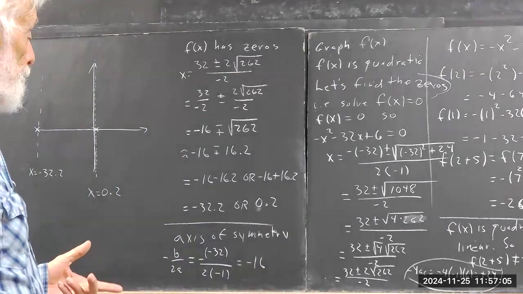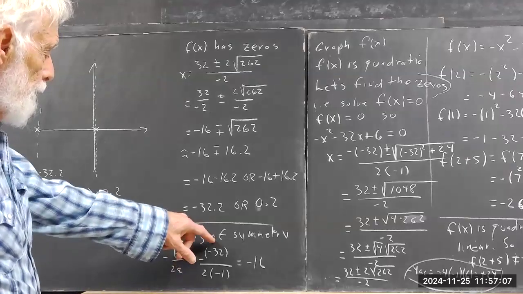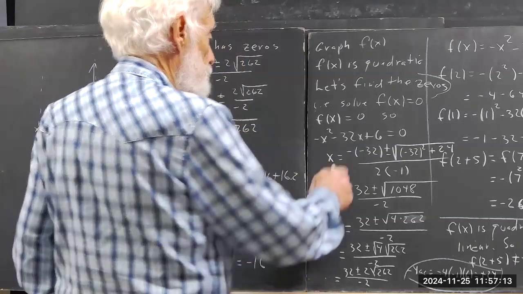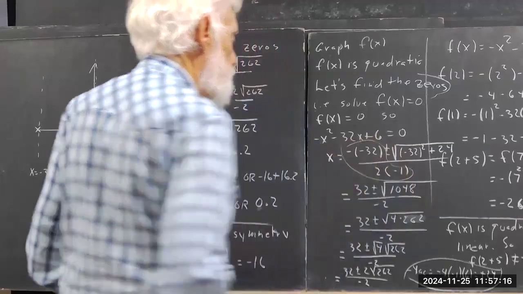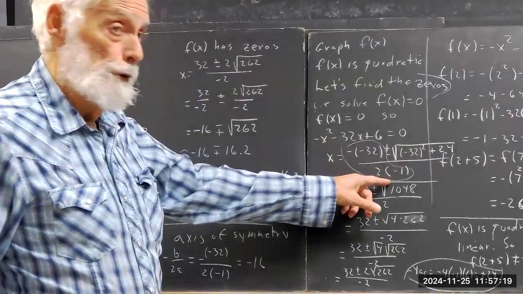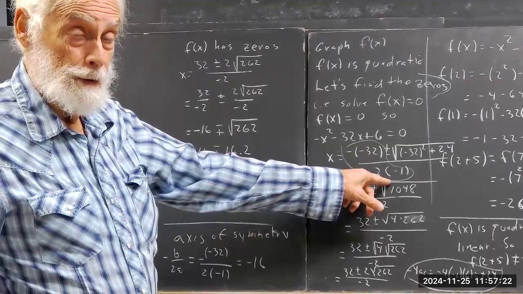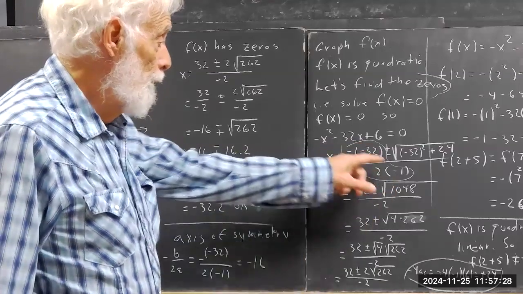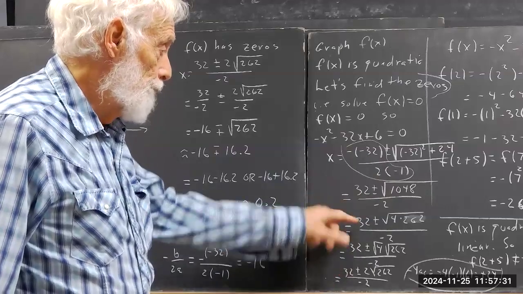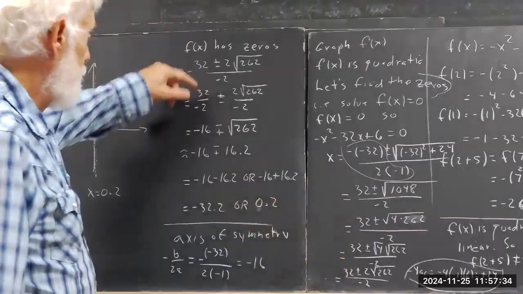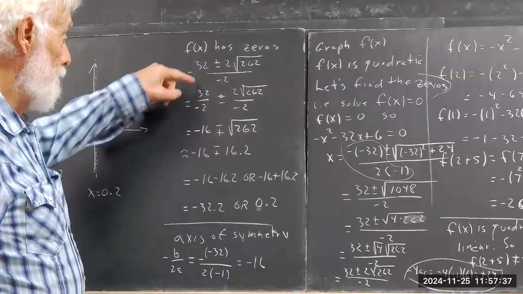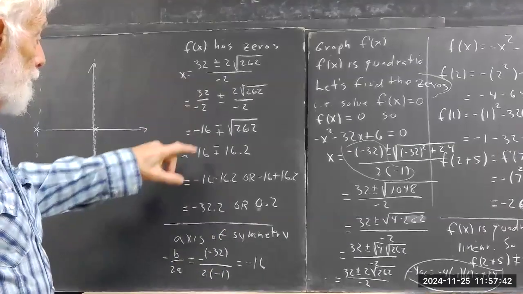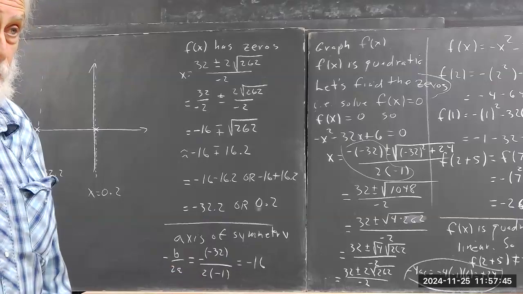And that's minus 16. And remember that the negative of negative 32 over 2 times negative 1 is right here. That's the negative b over 2a part of the quadratic formula. And this thing, you can follow it all the way through. That's the number that's here, here, here, here, and here. And here, you see, it comes out negative 16. So when you've got this number here, you've got the axis of symmetry.